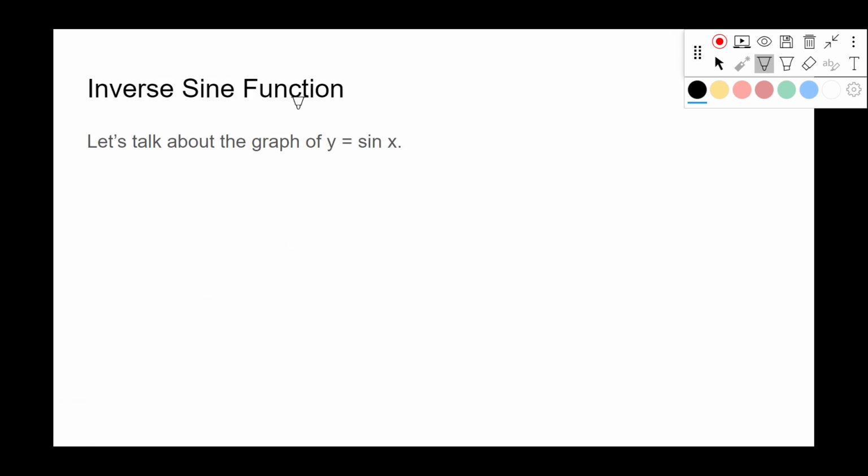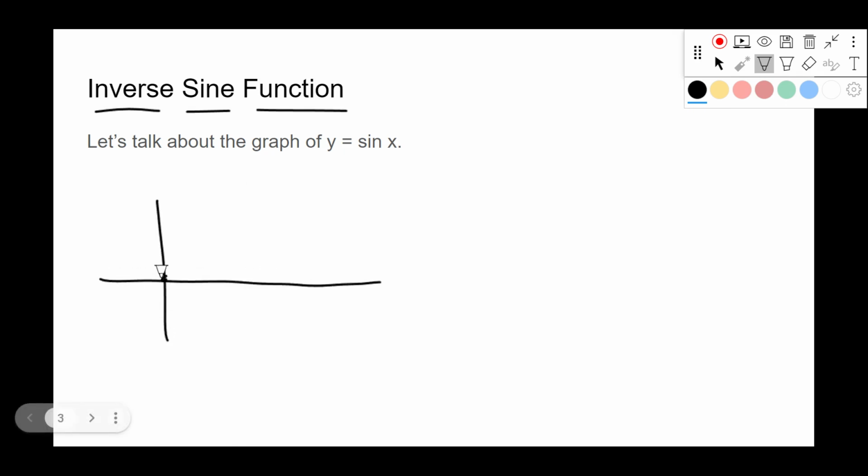So let's talk about the graph. We're going to talk about the inverse sine function here. But first, let's talk about the graph of y equals sine x. So the graph of y equals sine x, we graphed that a lot from 0 over to 2 pi. Looks like this. Middle, high, middle, low, middle. We did this a bunch. That's the graph of y equals sine x.